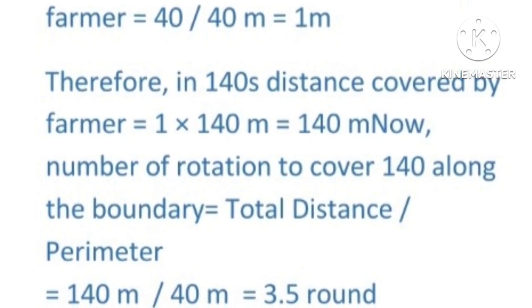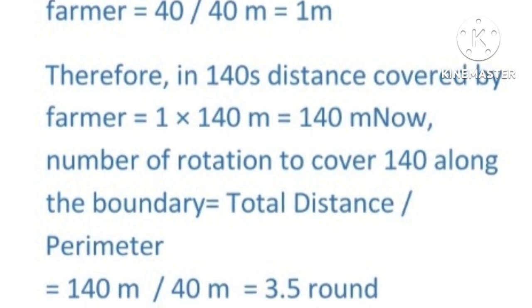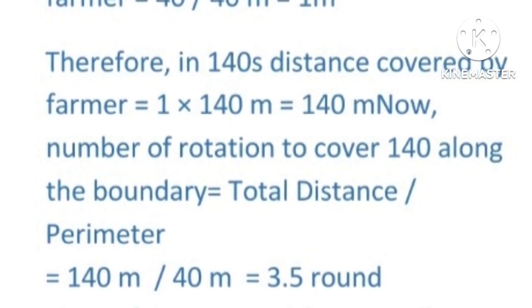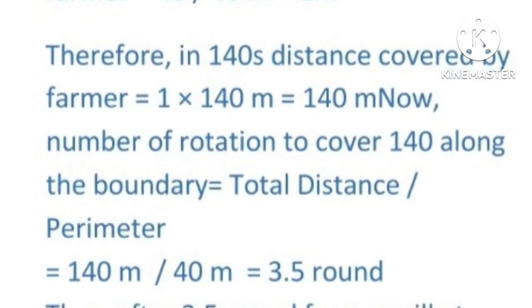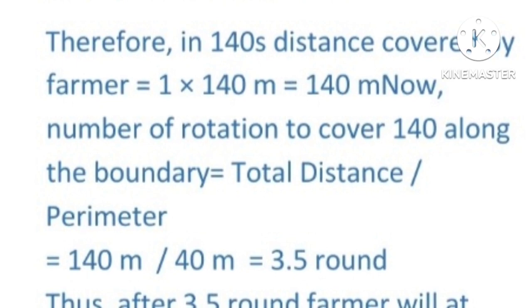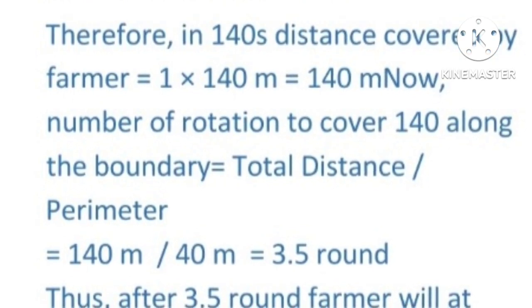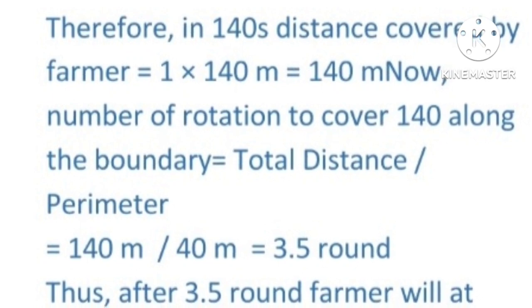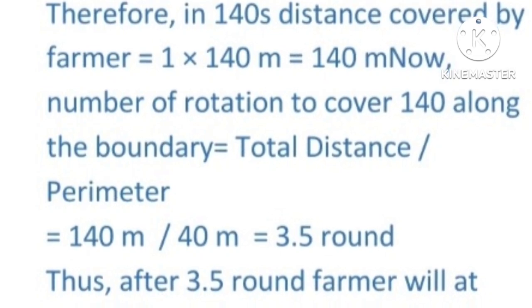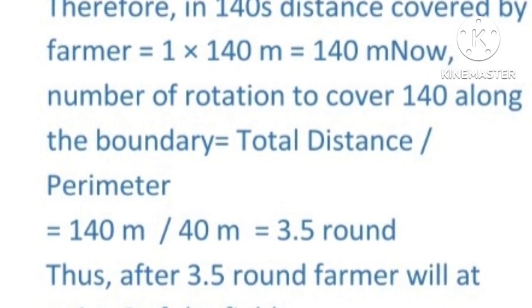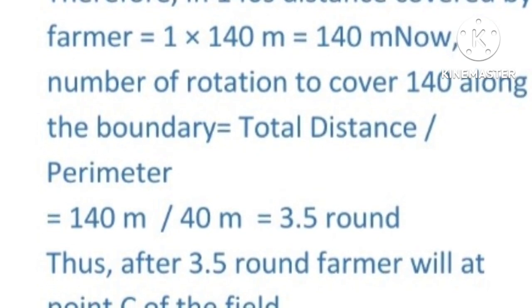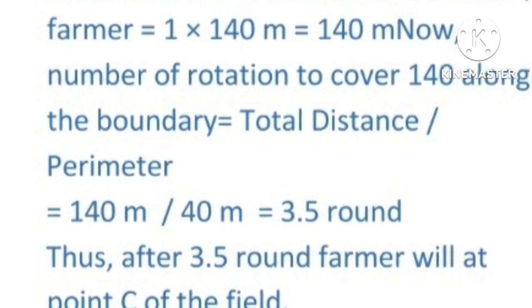Now we know that in one rotation he is traveling 40 meters. So how many rotations will there be to cover 140 meters? To find that out, we can use the total distance divided by the perimeter. So that will be 140 meters divided by 40 meters, that will be 3.5 rounds. Thus, after 3.5 rounds the farmer will reach point C of the field.